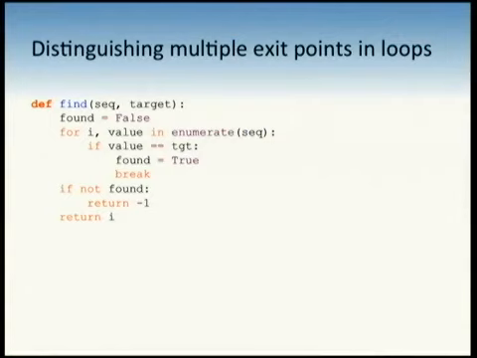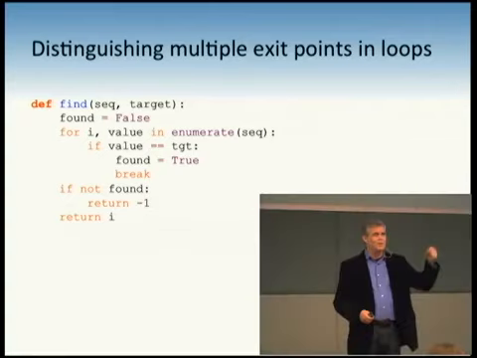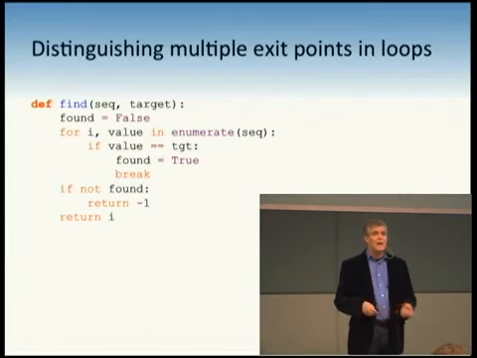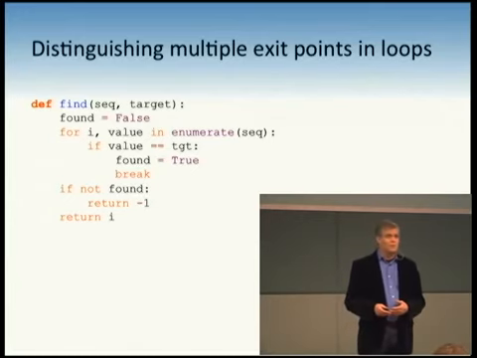Distinguishing multiple exit points in loops. I didn't come up with this. Guido didn't come up with this. This goes back to the go-to wars. Lots of people hung on to go-to and wouldn't let it go until every known use case could be replaced. So Donald Knuth sat down and itemized the most common use cases of the go-tos, and he came up with some structured equivalent that would do the same.